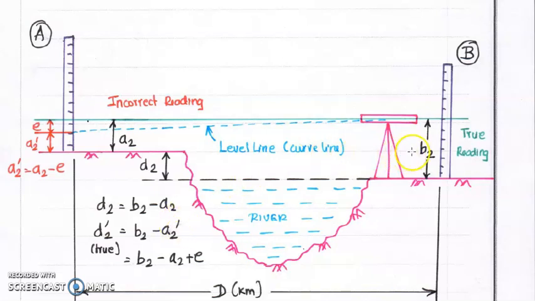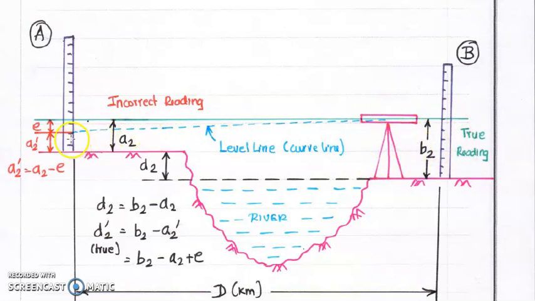Now shift the instrument to the adjacent embankment. Do not change the position of the leveling staff, only change the instrument. Now take the reading by focusing on the leveling staff held over point B. So this is the true reading, because now this leveling staff is very close to the instrument. Hence, this is the true reading.